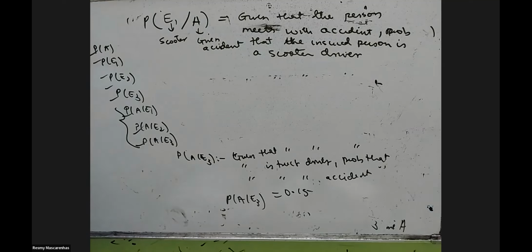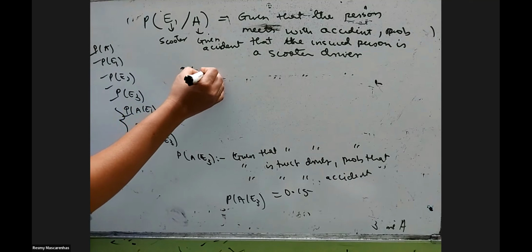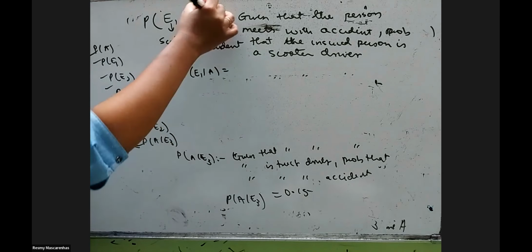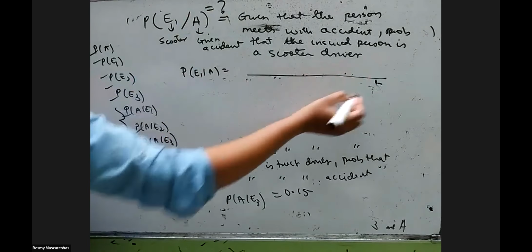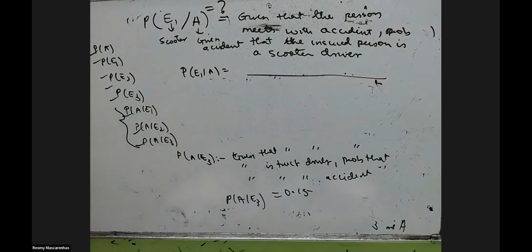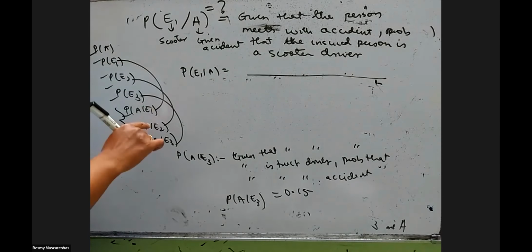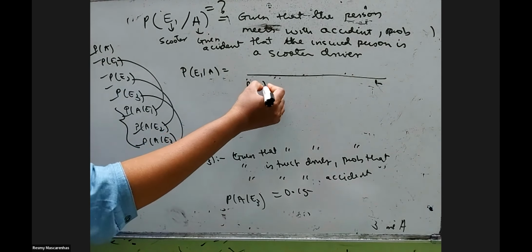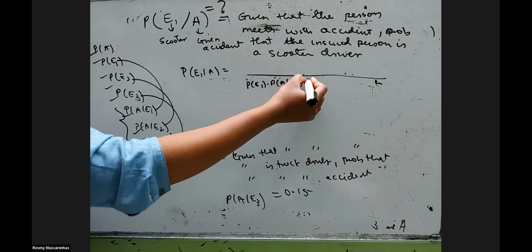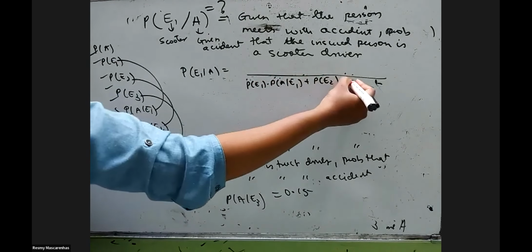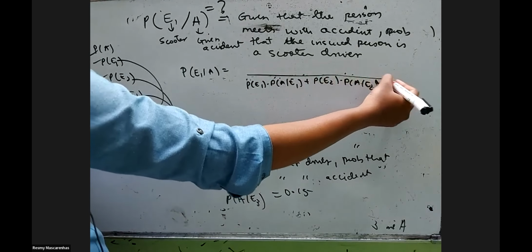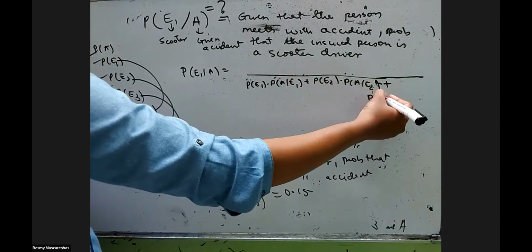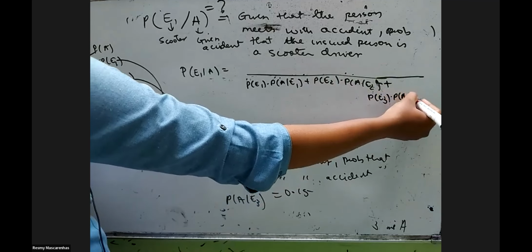P of A upon A is how much has been asked. So you know that the denominator I told you is always the theorem of total probability. So what it will be: this into first one, second, this into this, all the three.